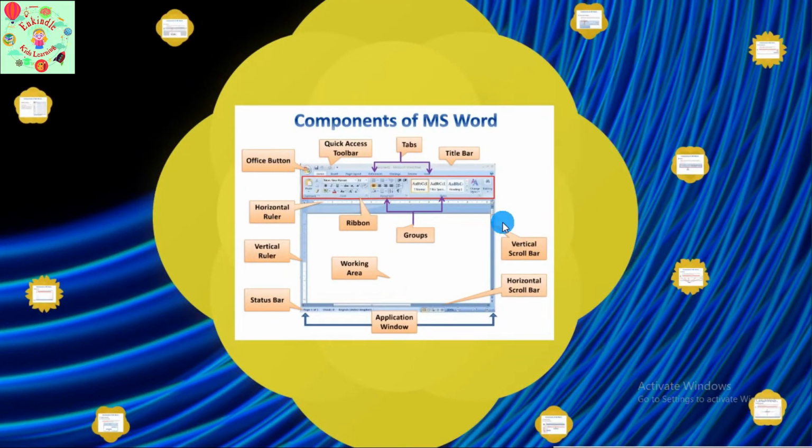Let's take a look at the components of MS Word. We have the Office button, Quick Access Toolbar, tabs, title bar, horizontal ruler, vertical ruler, status bar, ribbon, groups, working area, vertical scroll bar and horizontal scroll bar. This is called the application window. Now let's take a brief look at each of the components of MS Word.